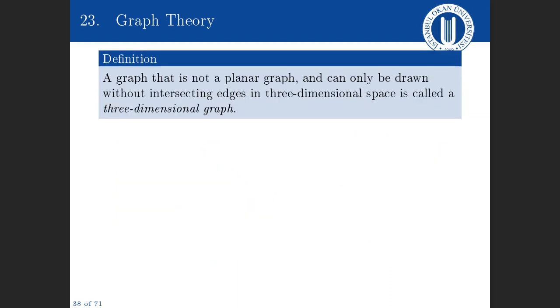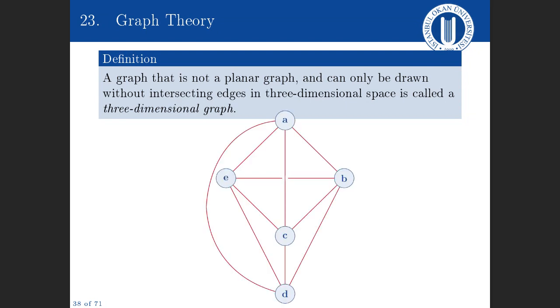Sometimes we can't do this. Sometimes we have a graph which can only be drawn without intersecting edges in 3-dimensional space. This is called a 3-dimensional graph. This graph, for example, I've tried to draw it so that it looks like the edge from A to C is somehow above the edge from B to E. This is not a planar graph. It's not possible to rearrange this graph in such a way that we don't have intersections.